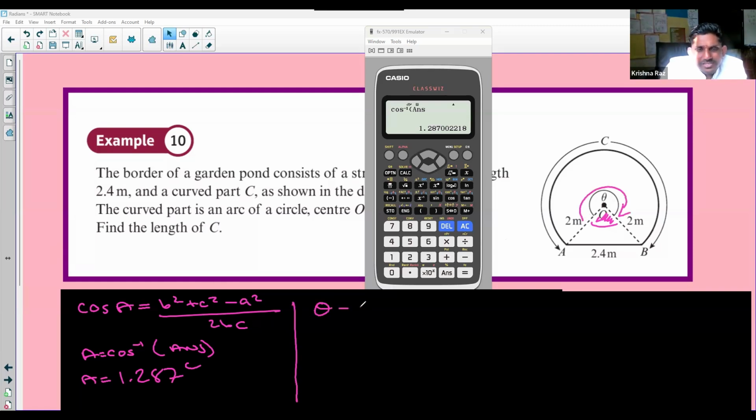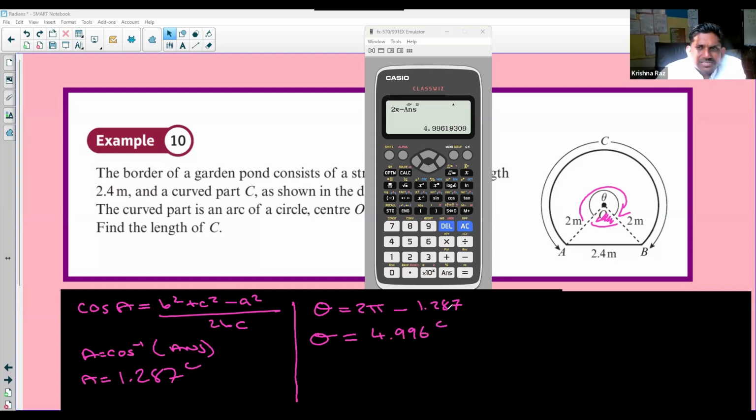So theta is 2 pi minus that. And that's what we need to remember. So 2 pi minus the answer is 4.996. I'll write a few decimals in because I don't want rounding error.